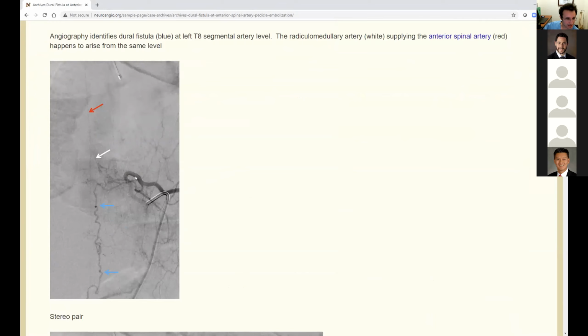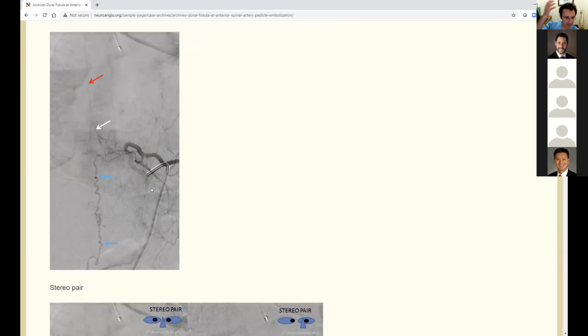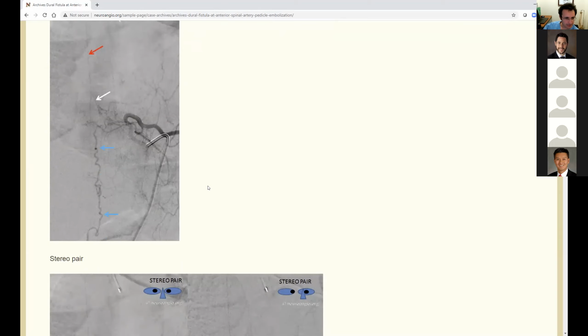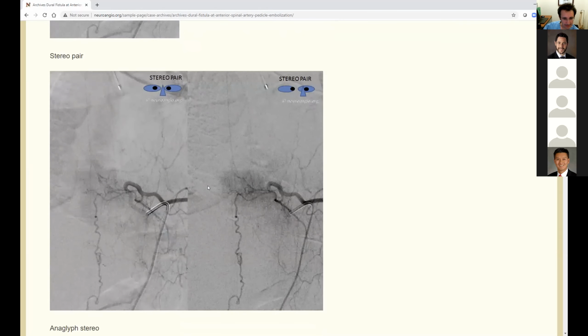Now again, you see the vein. Here's the fistula, here's the draining vein, and that's the anterior spinal axis here. Sometimes you find that the fistula and the anterior spinal arise from the same level. Essentially, these are surgical cases. We send them all to surgery, and they do very well. Here's a stereo of that.